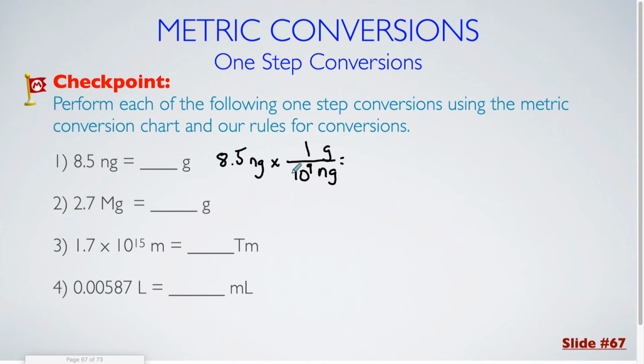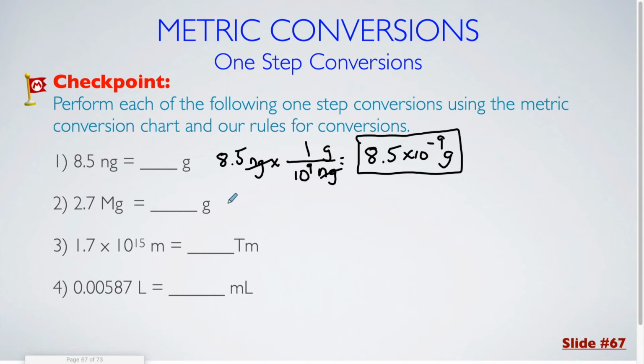From here, since this is on the bottom of the fraction, I'm going to bring it back up top. So at this point, it's allowed to be negative. So 8.5 times 10 to the negative 9th power. The nanograms canceled out, so I'm left with just grams. So that's my final answer.